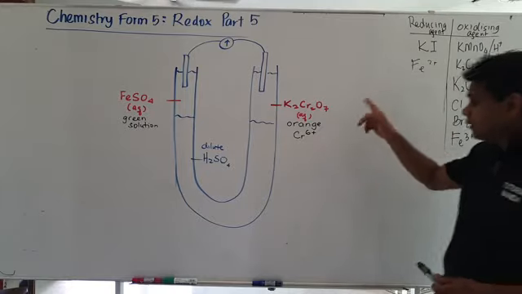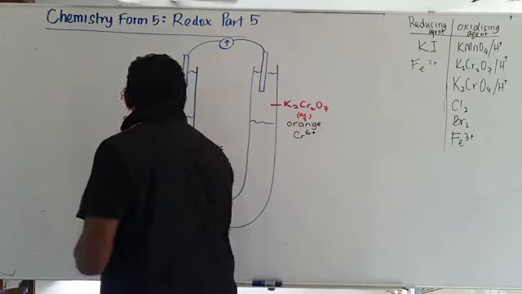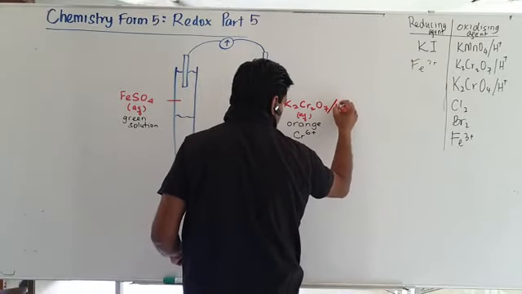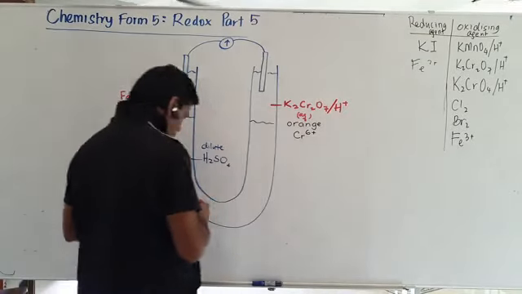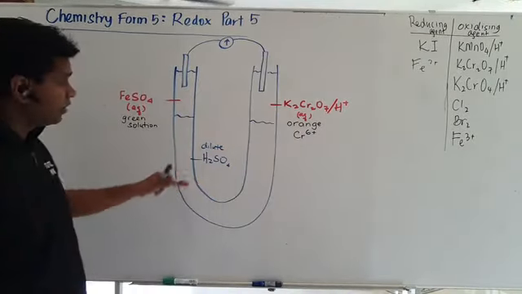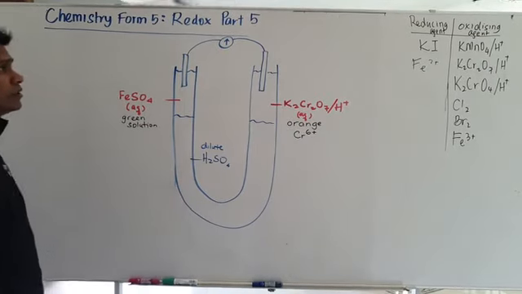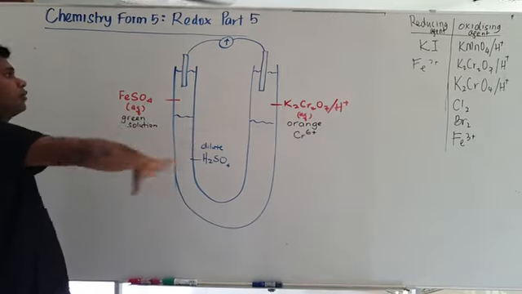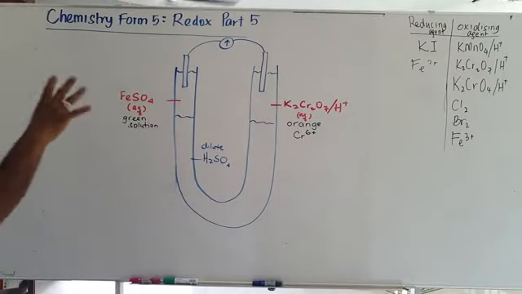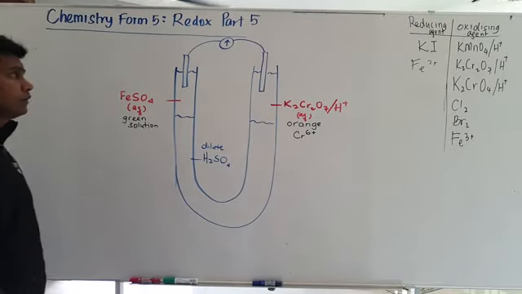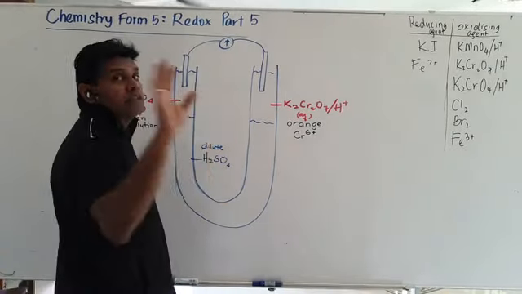So this is potassium dichromate, but it doesn't work if you do not have acid. That means the acid must be there. Always use dilute sulfuric acid. So this is our diagram, my last part of showing you this U-shaped tube. This is actually a Voltaic cell.